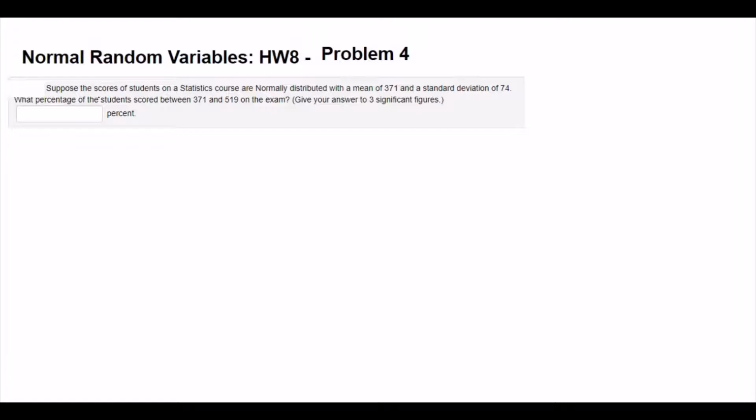Problem number 4. Suppose the scores of students on a statistics course are normally distributed with a mean of 371 and a standard deviation of 74. So our normal is 371, 74 squared. What percentage of the students scored between 371 and 519 on the exam? That means the probability that x is between those two values.